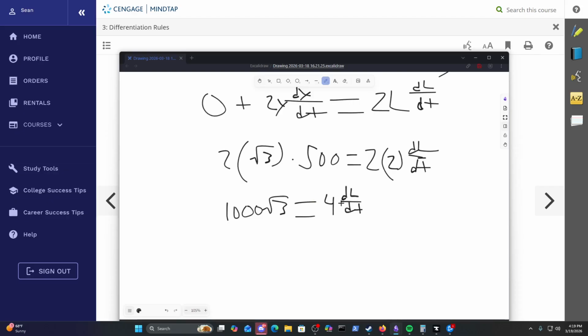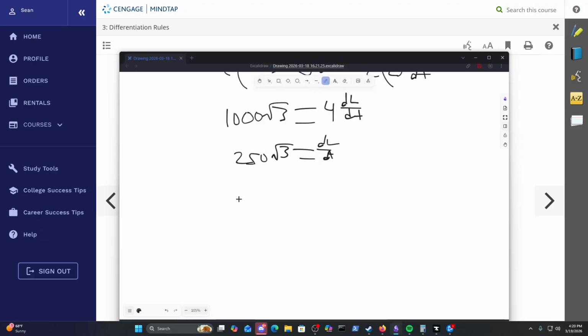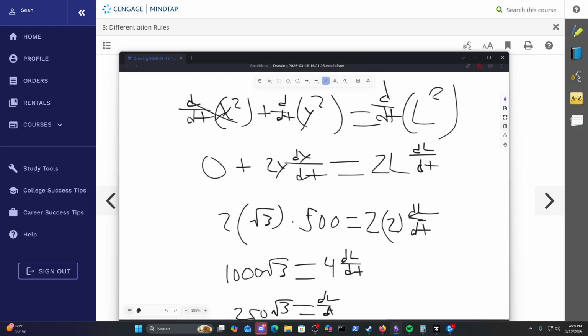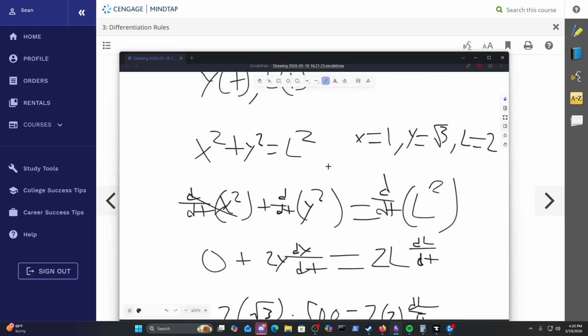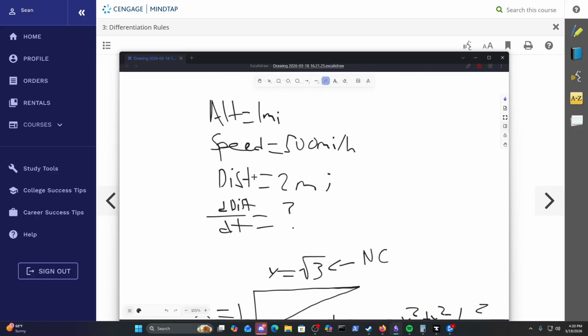Well, again, we want to isolate dL/dt because we're solving for dL/dt. So divide both sides by 4. 1,000 divided by 4 is 250, so dL/dt equals 250 square root of 3. And we are done. So this is going to be our final answer. We want to represent this, of course, with the units of measurement, which I think is going to be miles an hour, right? And so that's how you solve a problem like this.